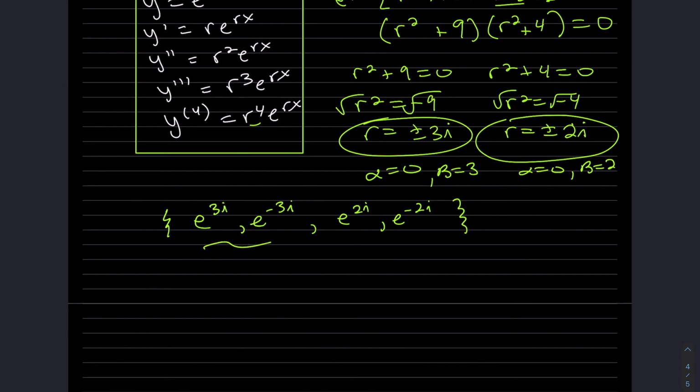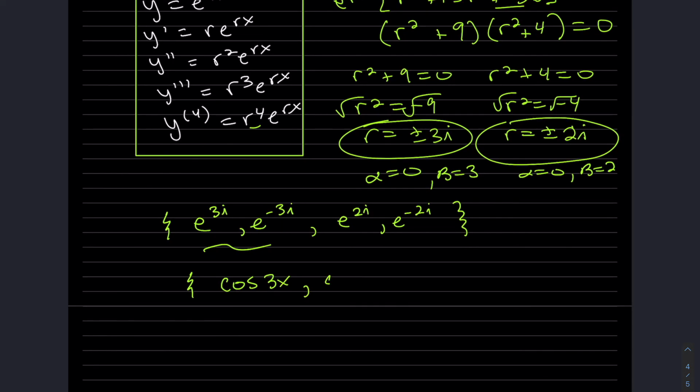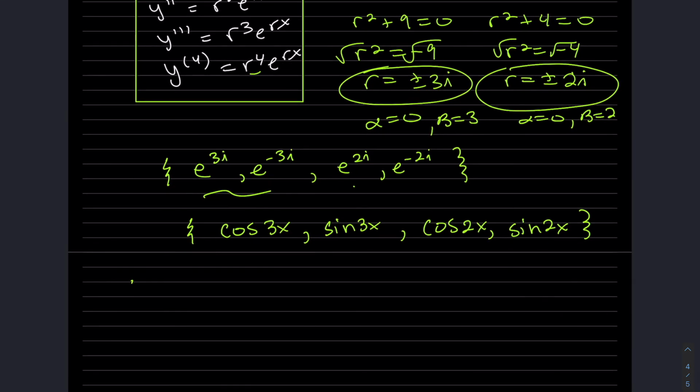So from these two, remember it's a lot of work, but you can actually do it. It's not that hard using Euler's. But if you remember, it's going to be sine and cosine. Alpha is 0, so it's going to be cosine of 3x from those two, comma, sine of 3x is my second independent one from those two. And from the other, it's cosine of 2x and sine of 2x. That's my set, changing them to real. And my general solution.